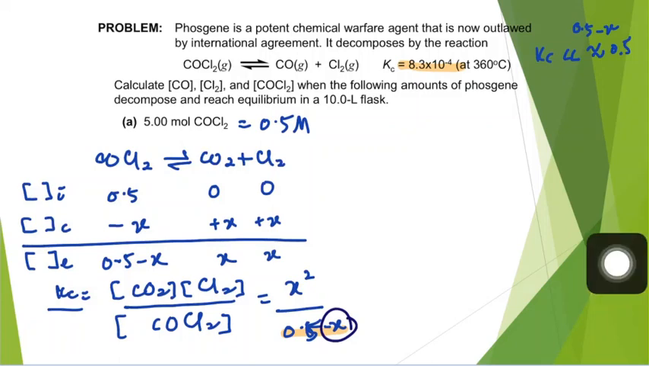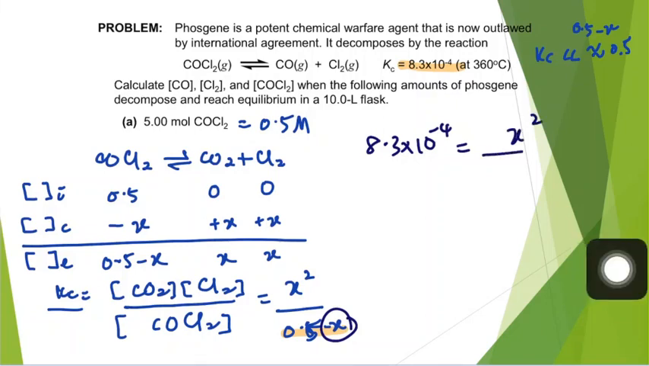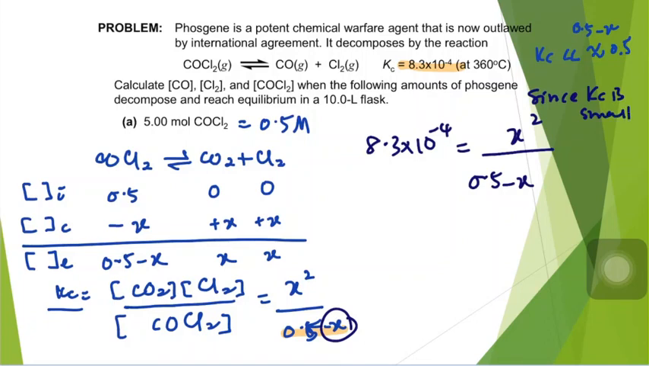So come back to the Kc expression. Now 8.3 times 10 to the power of negative 4 is equal to x squared over 0.5 minus x. Since Kc is small, 0.5 minus x is almost equal to 0.5. Okay, so we have to make a table for this.